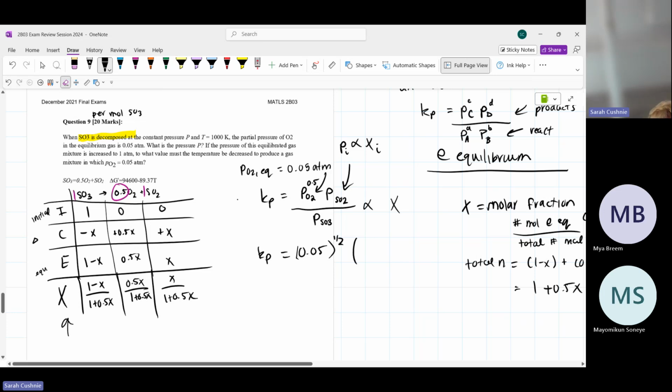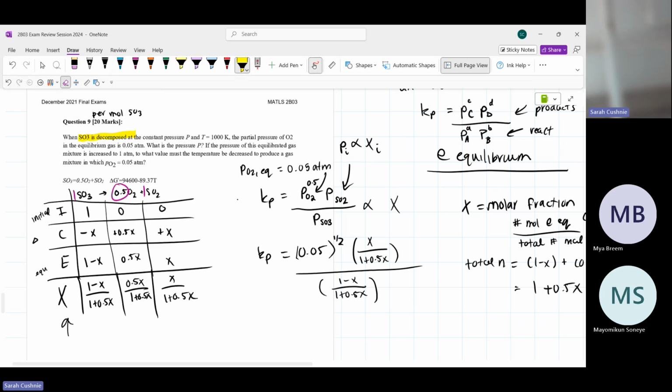So SO2 is X over 1 plus 0.5X, and SO3 is 1 minus X over 1 plus 0.5X. Now we have this equation, and we only have two variables left, X and Kp. So we're working backwards with the knowledge that we have. We just need to get one more of these variables, then we can solve the equation.